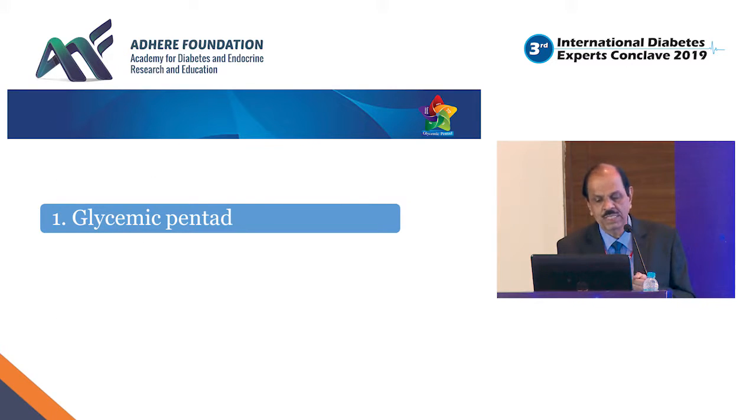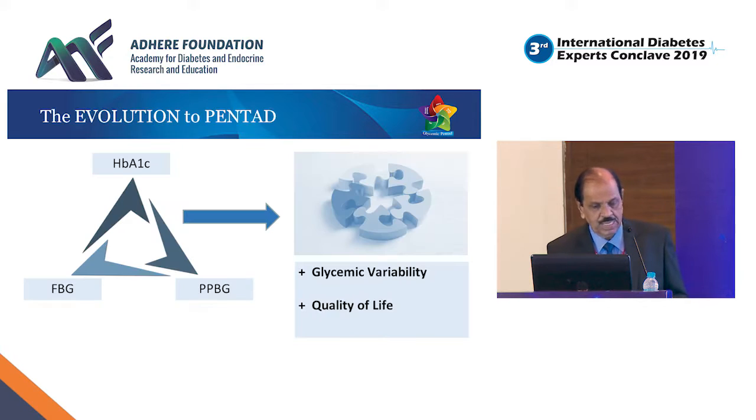So let's look at the pentad. What does it mean? It looks at three aspects, which are A1C, fasting sugar, and prandial sugar, which talk about the efficacy of a drug therapy. When you look at glycemic variability and quality of life, it looks at safety. So efficacy and safety all put together makes it the glycemic pentad.